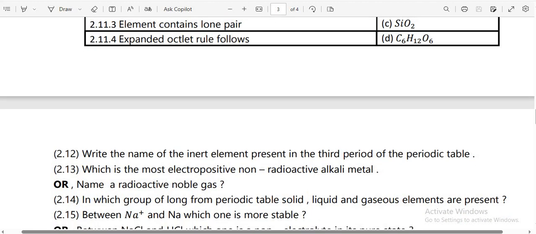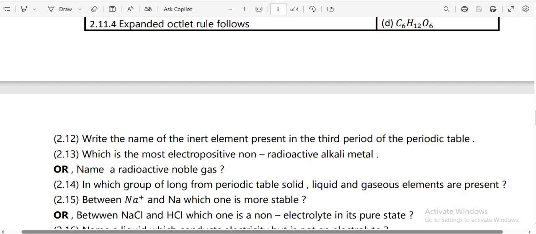2.14 In which group of the long form periodic table are solid, liquid and gaseous elements present?